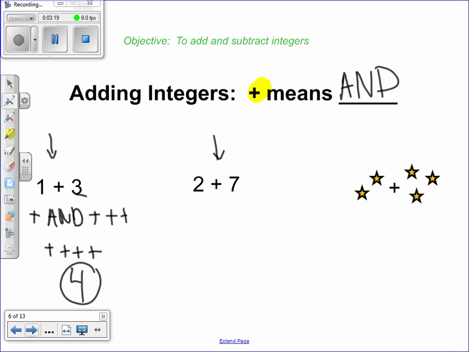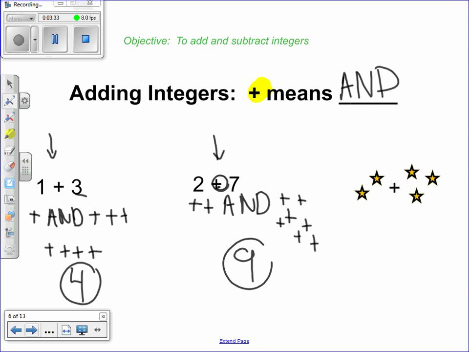Next problem. What does this mean? It means I have 2 positives and I have 7 positives. But why would I say that? I would just say that I have 9 positives. All right? This can apply to things that aren't math as well. I don't have 2 stars plus 3 stars. I have 2 stars and 3 stars. And why wouldn't I just say that I have 5 stars? Feel free to compliment my beautiful star drawing later.